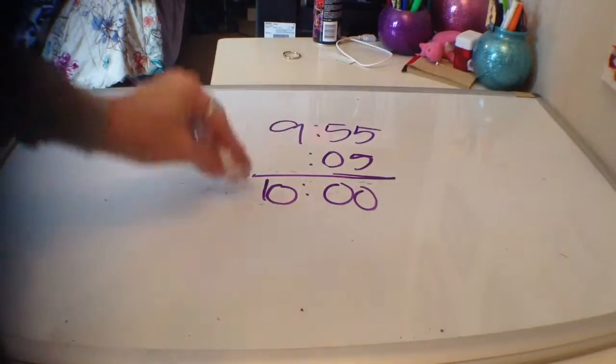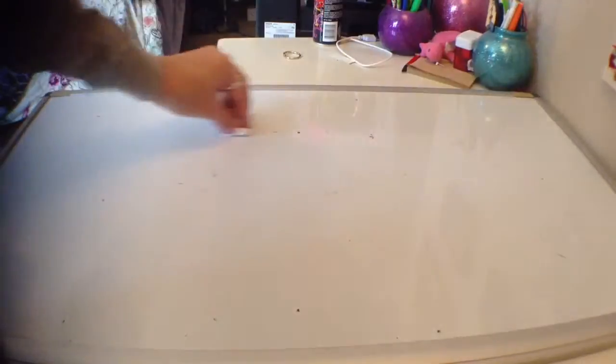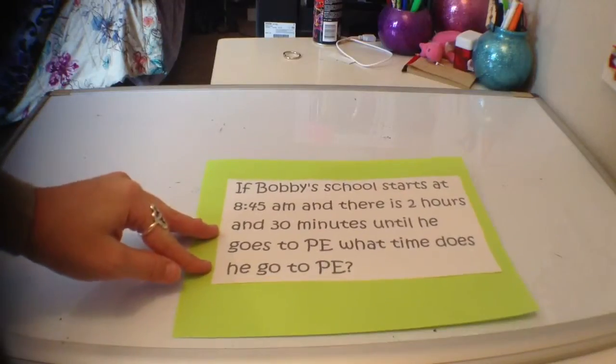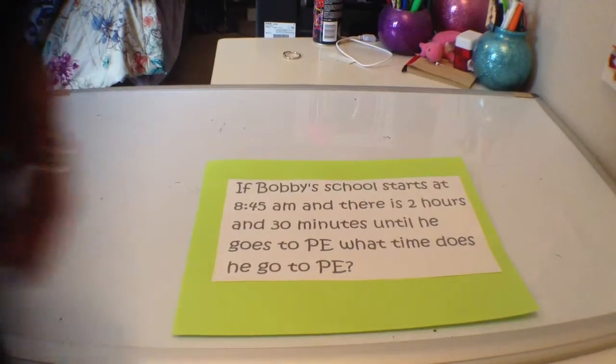Now let's take a look at a word problem involving time, where we can practice a little bit more on regrouping. The problem reads, if Bobby's school starts at 8:45 a.m. and there are 2 hours and 30 minutes until he goes to PE, what time does he go to PE?